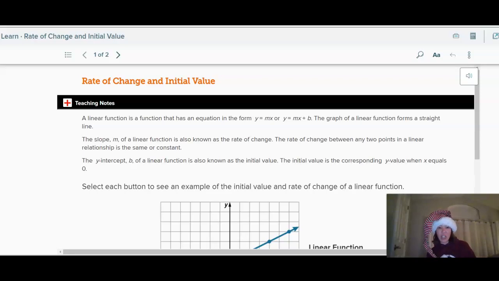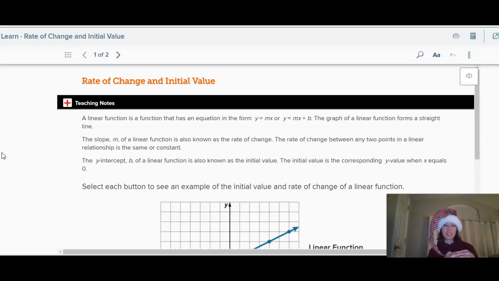It says a linear function is a function that has the equation of the form y equals mx or y equals mx plus b. So there's not a lot new. We're just looking at it in terms of the concept of functions, which you guys remember that a function for each input can only have one output. Each x can only have one y, but a y could have more than one x. So just a quick recap there. The graph of a linear function obviously forms a straight line.